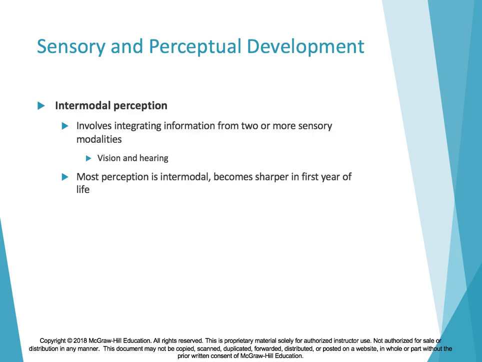Intermodal perception involves integrating information from two or more senses and modalities, like vision and hearing. So you hear a sound, you know where it comes from, right? Imagine this infant hearing a dog barking but not realizing that dogs bark yet, and then figuring out, hey, that sound is coming from that thing, right? Whether they know it's a dog at that time or not, it doesn't matter. It's just this sound is coming from here. Most perception is intermodal and becomes sharper in their first year of life.